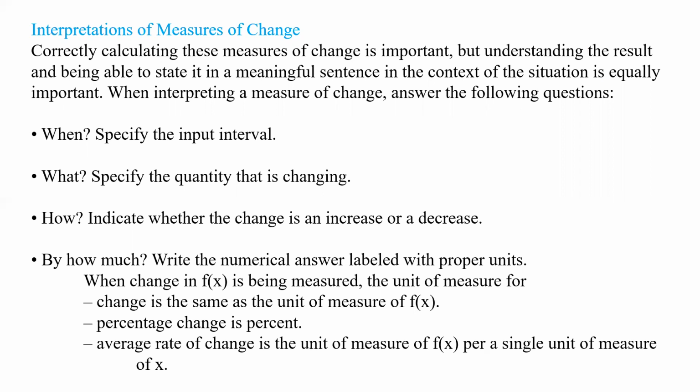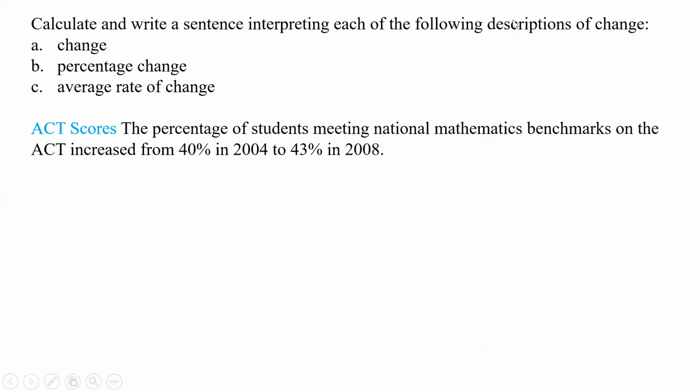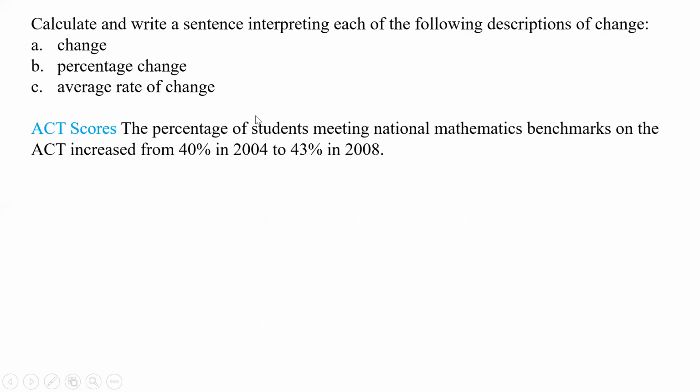When the change in f of x is measured, the unit of measure for the change is the same as the unit of measure of f of x. The percentage change is a percent, and the average rate of change is the unit of measure of f of x per single unit of measure of x. We'll see that here in a second. What we need to do now is calculate and write a sentence interpreting each of the following descriptions of change. We need to write the change, then the percent change, and then the average rate of change.